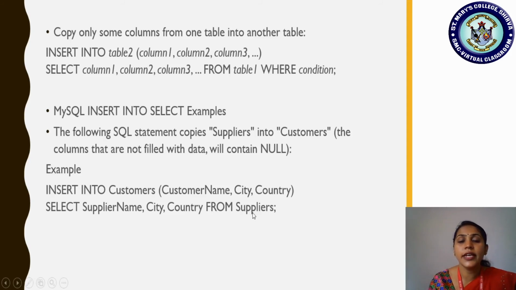So are you all understanding? See, just check out here. No where condition is given. It means from the supplier table, you are copying all the values of supplier name, city and country to the target table customers for the columns customer name, city and country. Is that clear? So remember this, it is very important in your lab set also.